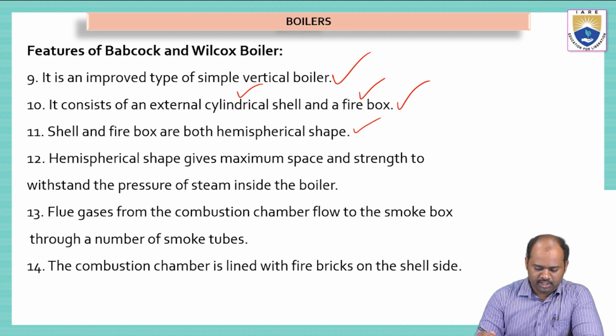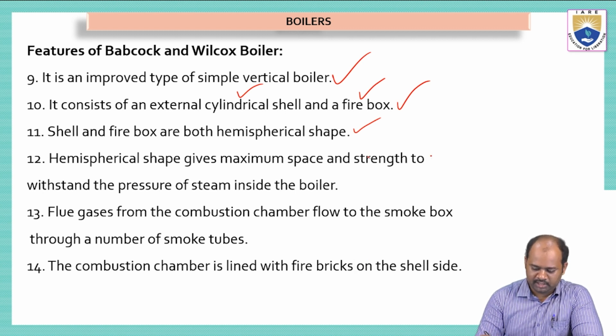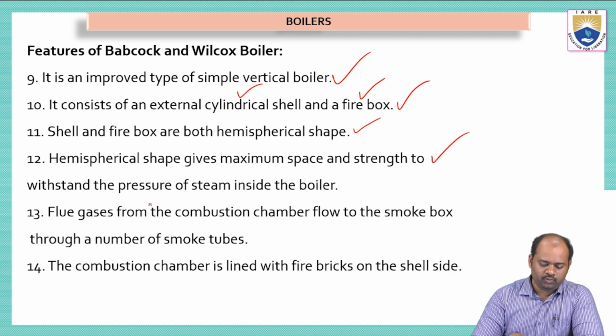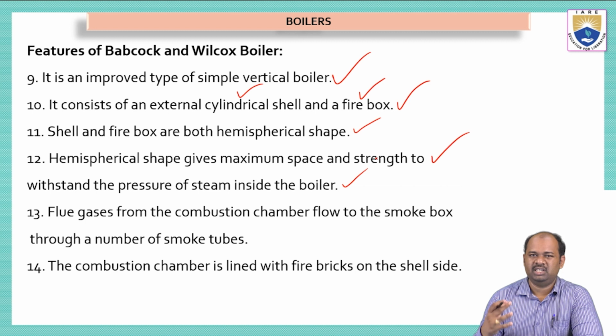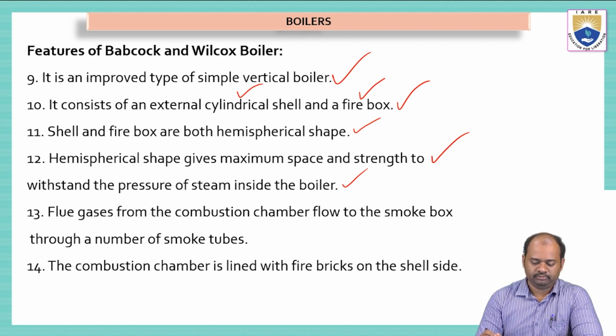And the hemispherical shape gives maximum space and also strength to withstand the pressure inside the boiler. So the steam that is generated will have more pressure. Because of this hemispherical shape, it can withstand more pressure and also it can hold more quantity of steam.